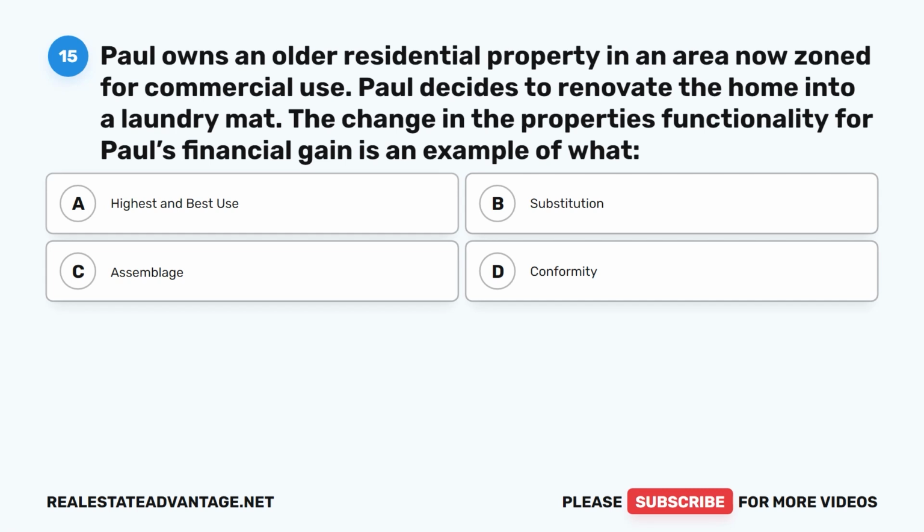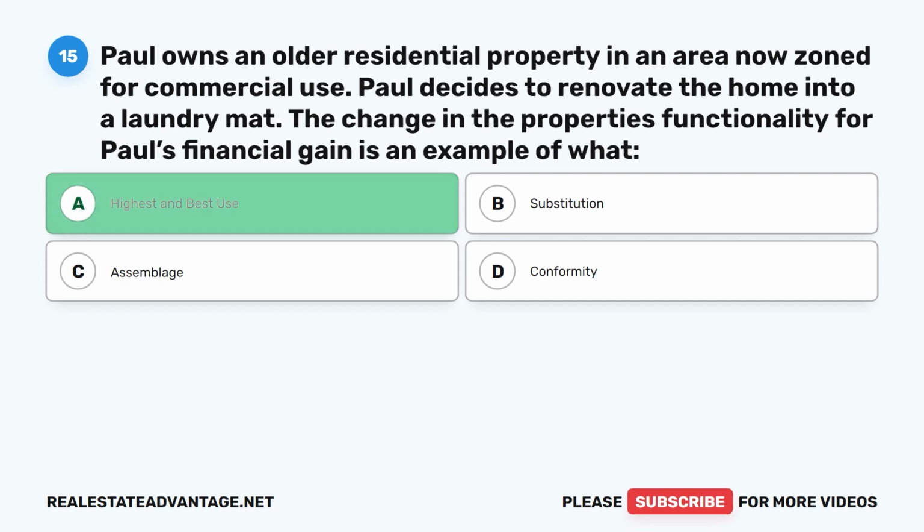Question 15. Paul owns an older residential property in an area now zoned for commercial use. Paul decides to renovate the home into a laundromat. The change in the property's functionality for Paul's financial gain is an example of what? A. Highest and best use. B. Substitution. C. Assemblage. D. Conformity.